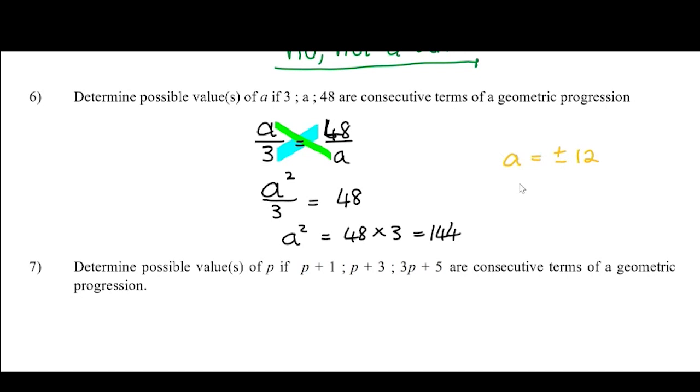If A is 12, the sequence is going to look like this: 3, 12, 48. And that is definitely a geometric progression. We're multiplying by 4 in each term. Or A is minus 12, right? If A is minus 12, we're going to get 3, negative 12, 48. Right. And this is also a geometric progression, but this time R is negative 4. With the purple one, R is positive 4.